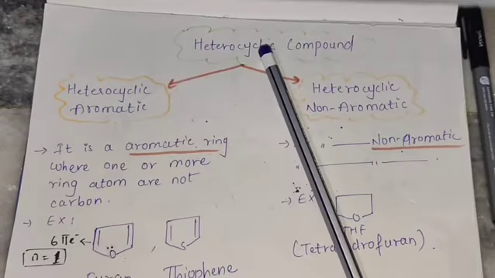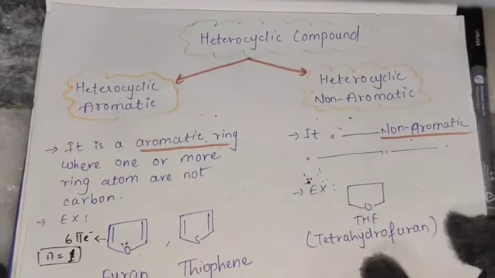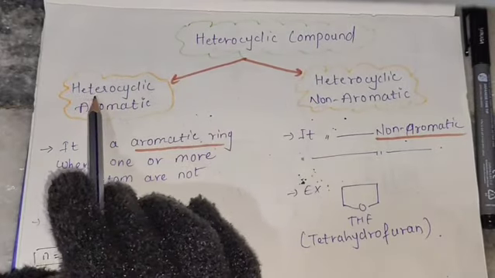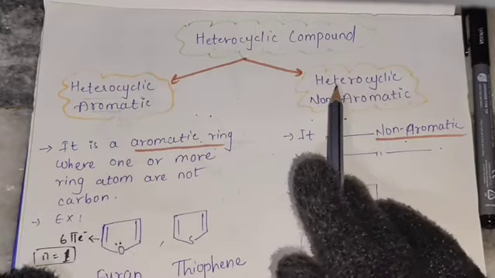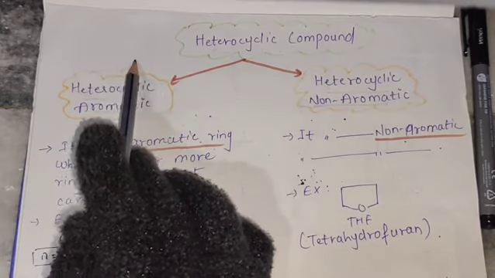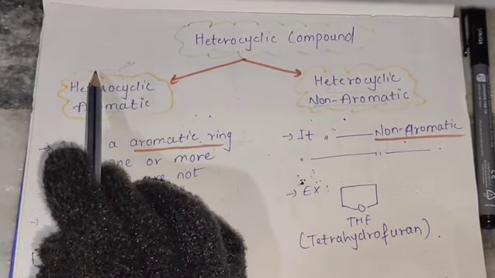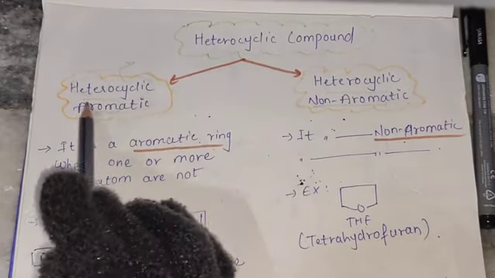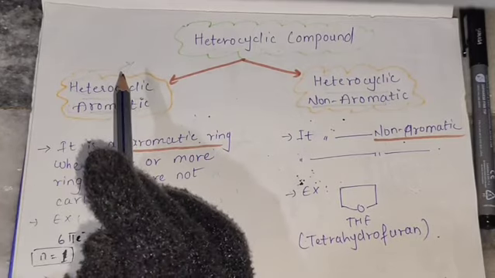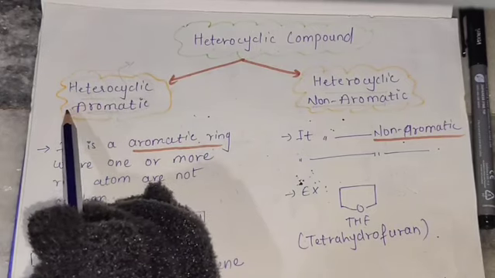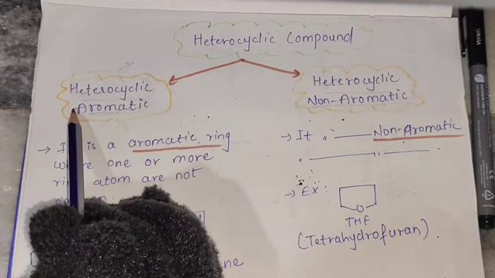Now let's move on to the heterocyclic compound. We have reached the end of the topic. Here, heterocyclic compounds can be classified as heterocyclic aromatic and heterocyclic non-aromatic. Heterocyclic means the cycle is formed with a different atom along with carbon atoms, as we have already studied. Aromatic also we have studied in the previous part. So two terms are coming here, heterocyclic and aromatic.